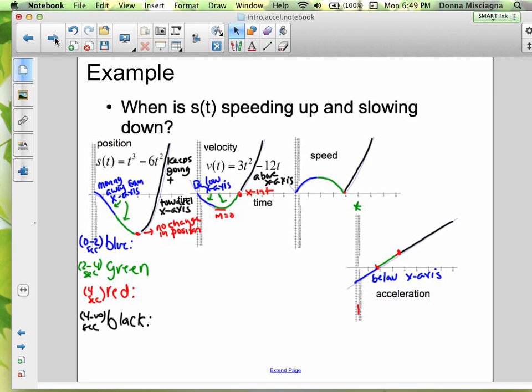I broke this down into 4 intervals, based on what was happening, whether there was a change. Was there a change on the position graph? Was there a change on the velocity graph? Was there a change on the acceleration graph? Blue is from 0 to 2 seconds. If we look at the position graph, we have a negative slope on the position graph from 0 to 2. So we're moving in a negative direction.